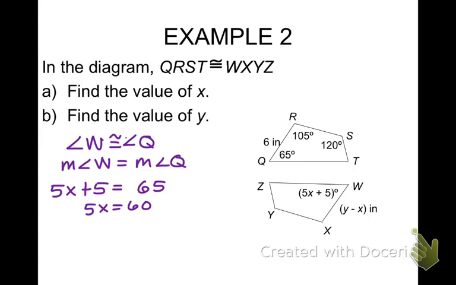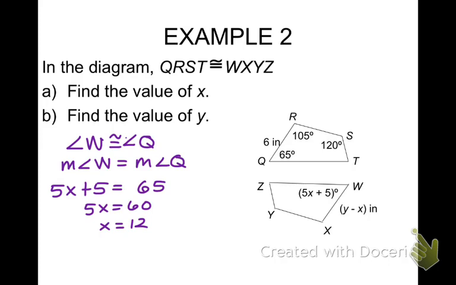Then our next move would be divide, which would be 12. Okay. Do you need to put this in? No. If I had to write a formal proof, then yes, we would need to do all those steps. So if x is equal to 12, how could I find the value of y? QR is equal to WX.